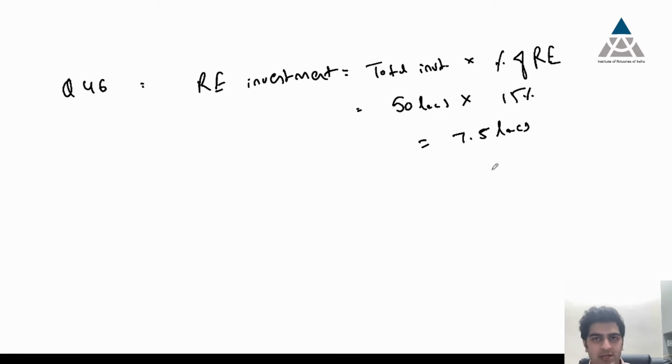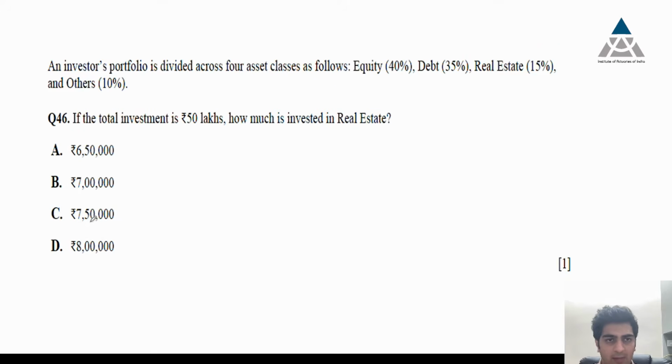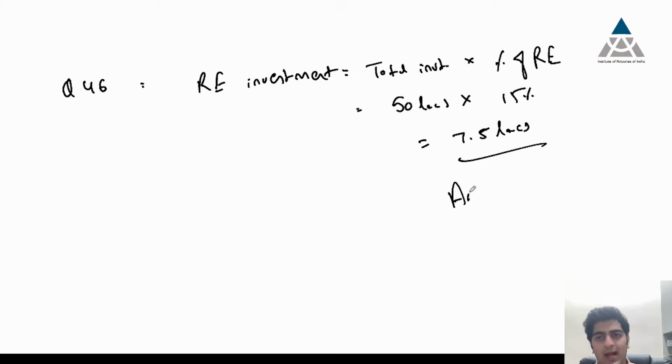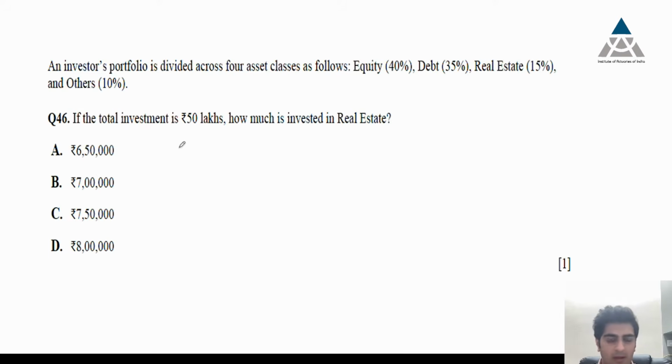For this type of question, I'm pretty sure if you're a math enthusiast, you don't even need to think so much. 50 lakhs, 15%, even if you don't use calculators, just directly write the answer. You don't need to do all this rough work. This is just to explain. So 7.5 lakhs, do we have it in the options? Yes, that's option C, and that is the correct answer. So 7.5 lakhs is the correct answer for question 46. Very good. Let's hope the other questions are also as straightforward.